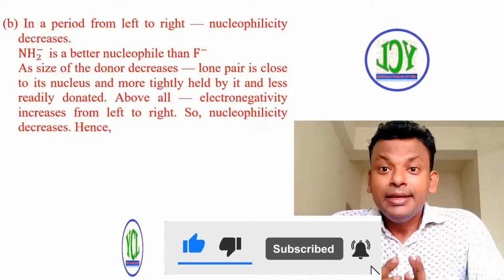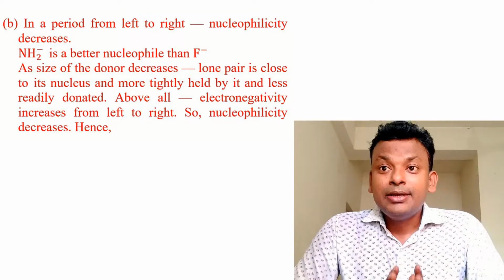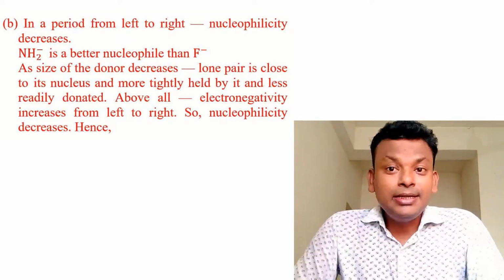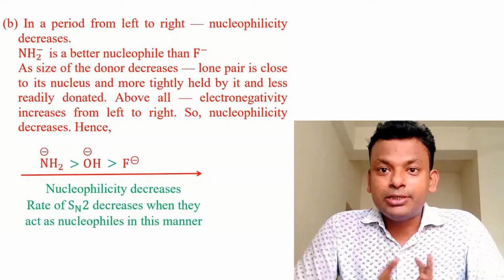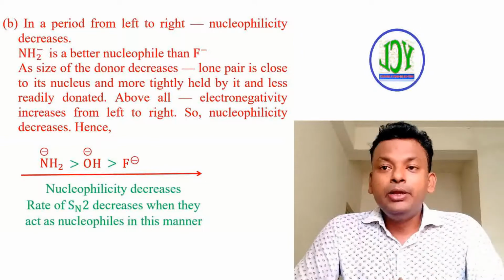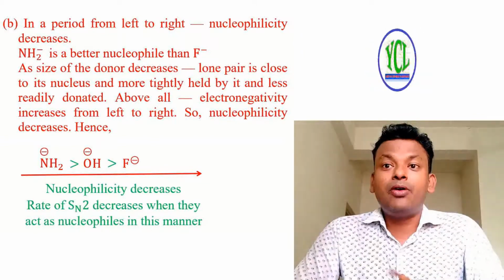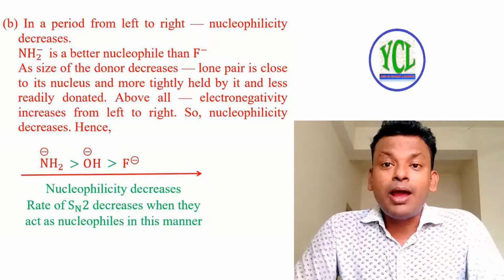Means as electronegativity increases, nucleophilicity decreases, so the rate of SN2 reaction decreases. Here NH2 negative is highest, next OH negative, next F negative. Nucleophilicity decreases, and the rate of SN2 reaction decreases when they act as nucleophiles in this manner.